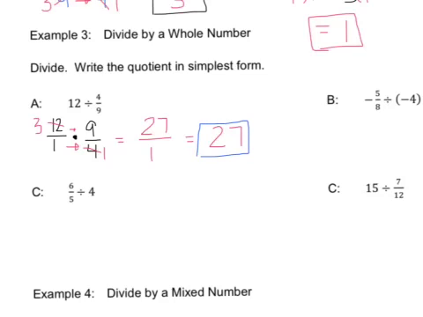And the same idea for B. So we have a -5/8. So keep that. Change to multiplication. And remember that this 4 is over 1, so we can flip it and it becomes -1/4. See if you can reduce anything. I don't think we can. So then just multiply straight across. Since they're both negative, our answer will be positive. 5 times 1 is 5. 8 times 4 is 32. And you are finished. We can't reduce anything.